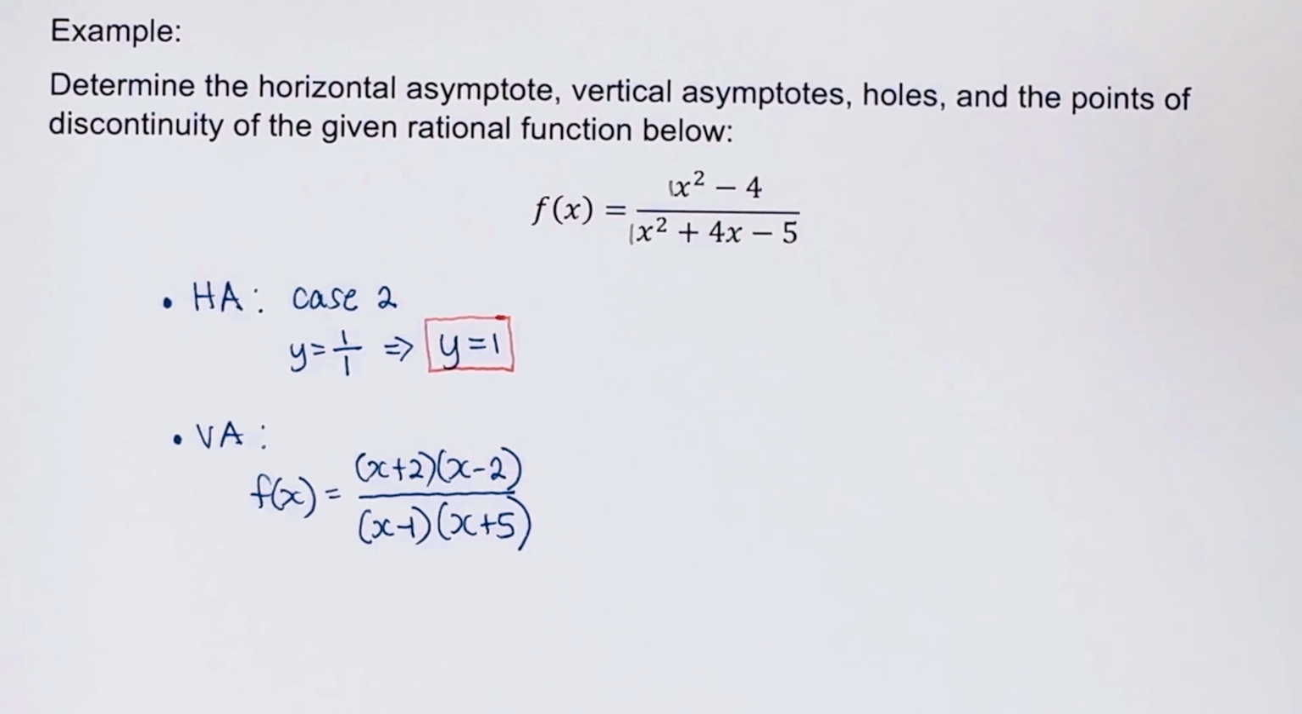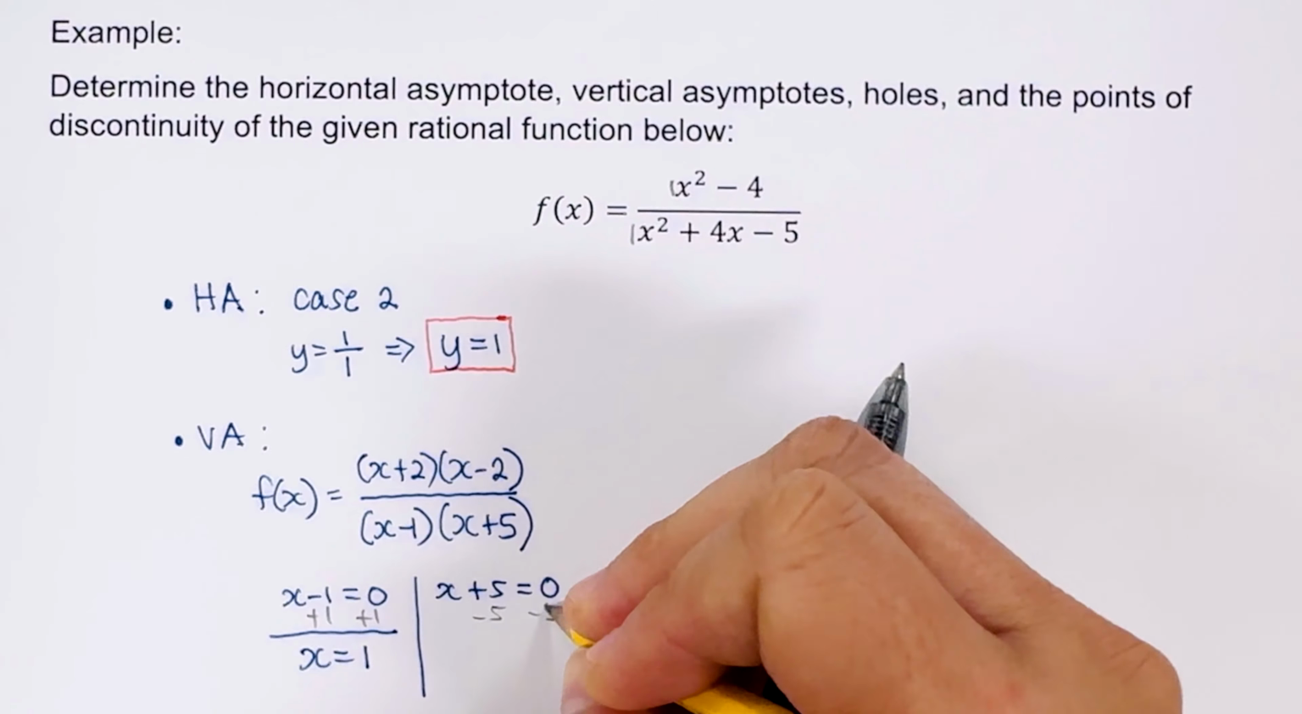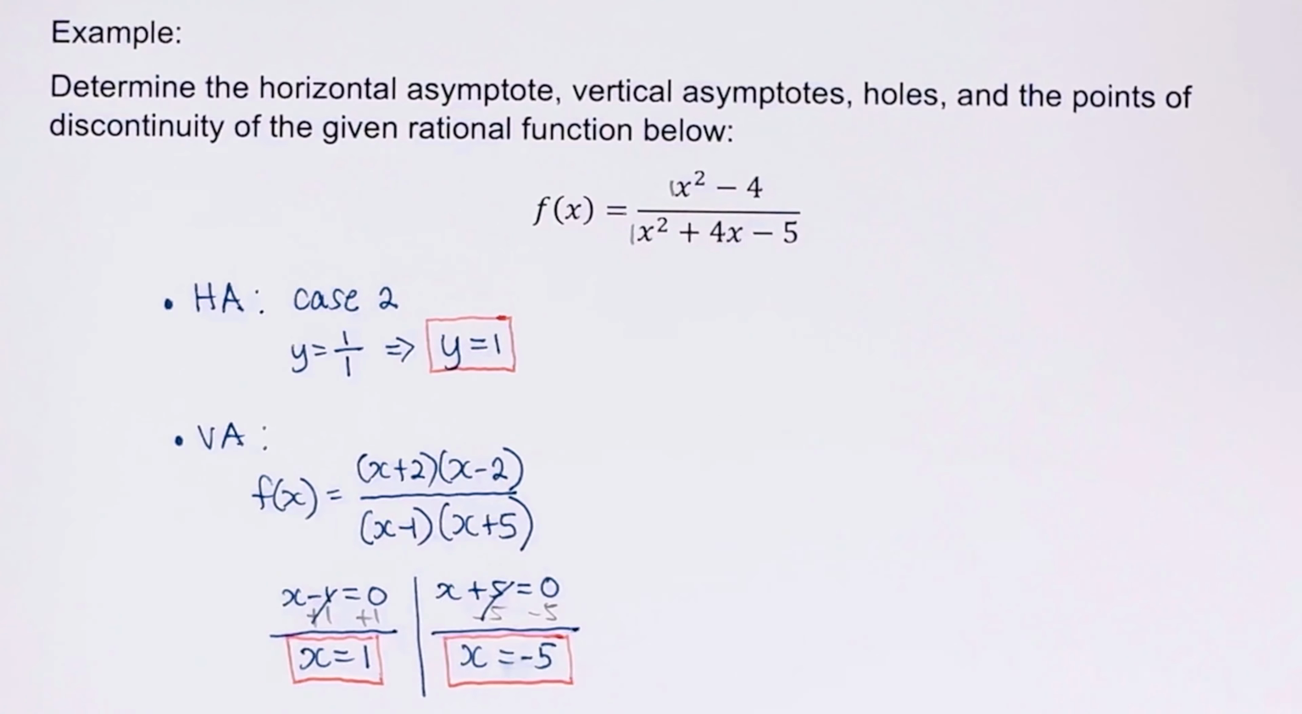So what we are going to do is cross out common factors. In this case, we don't have any common factors. So we go ahead and determine the vertical asymptotes by setting the denominators equal to 0. I'm going to go ahead and show that work down here. So these are the two vertical asymptotes for this graph.